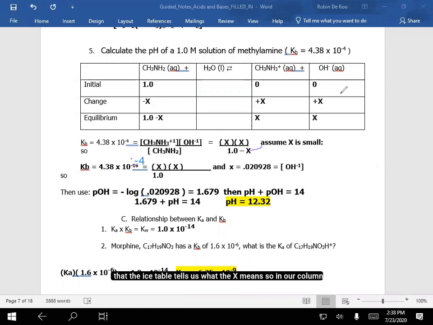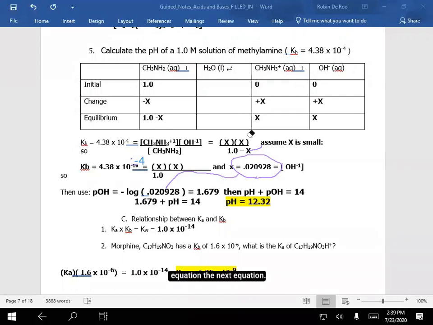what the x means. So in our column under hydroxide, we had x. That means that our x is equal to our concentration of hydroxide. We can then use pOH equals minus the log of hydroxide concentration. So we put the hydroxide concentration in here. And we get for the pOH 1.679.